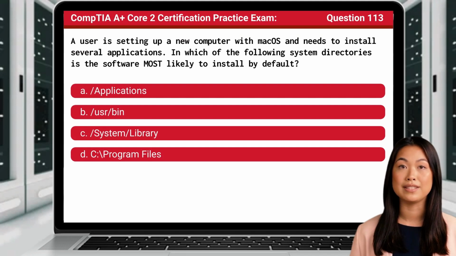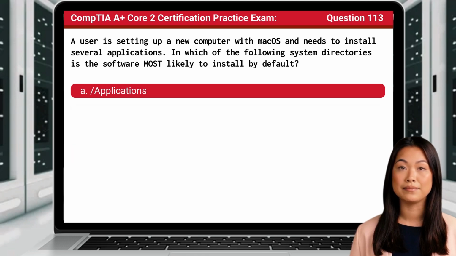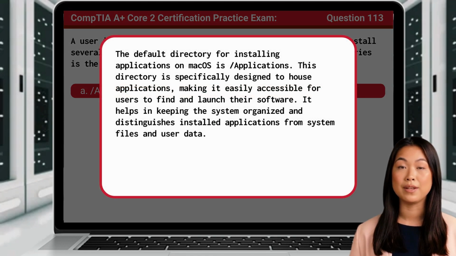Question 113. A user is setting up a new computer with Mac OS and needs to install several applications. In which of the following system directories is the software most likely to install by default? The answer is A. /applications. The default directory for installing applications on Mac OS is /applications.